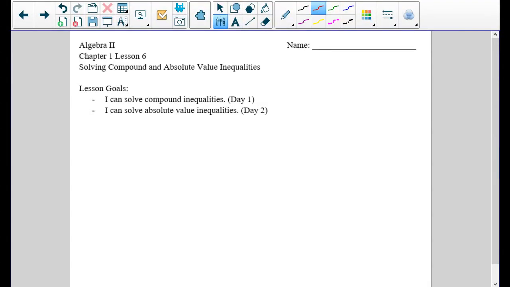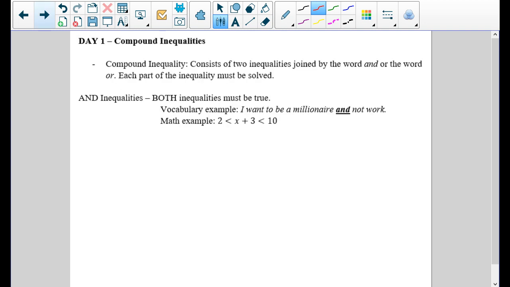All right, Chapter 1, Lesson 6, Solving Compound and Absolute Value Inequalities. So today we're just going to take a look at Day 1, compound inequalities. Well, what's a compound inequality? Compound's just talking about two. Like compound words, basketball, basket and ball. Two words put together to make one.